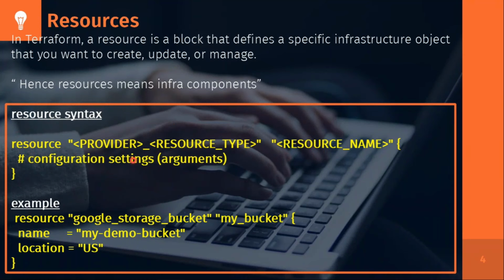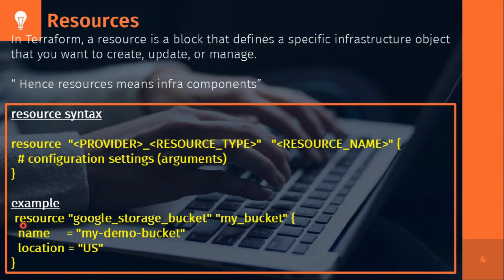In between open brace and close brace, we can provide the respective resource configuration settings. Those are called as arguments. Already we know what are arguments, how we need to define argument. Okay. So each resource block will have multiple arguments that we will see step by step in the next upcoming slides. So this is a sample resource block for Google Cloud Platform for creating a bucket.